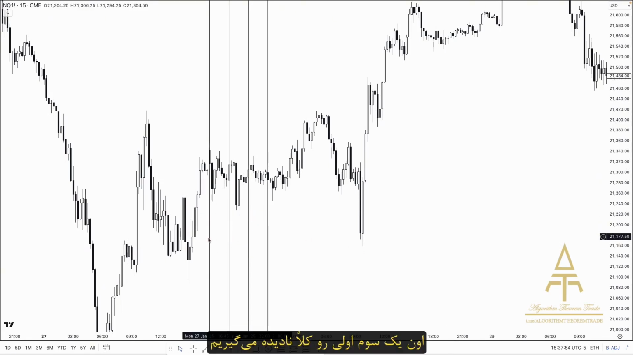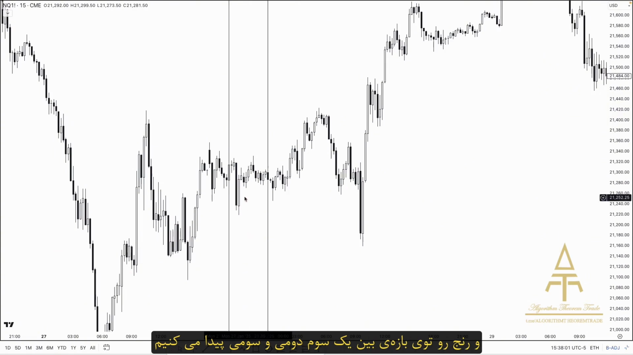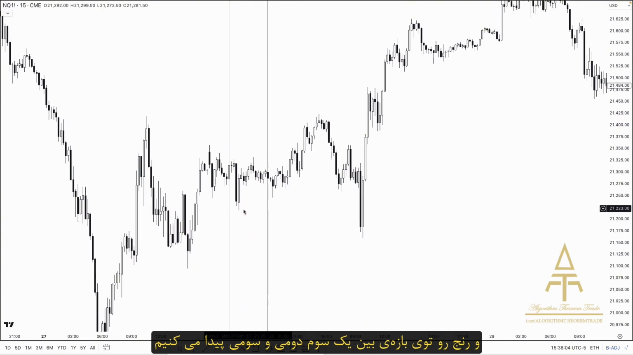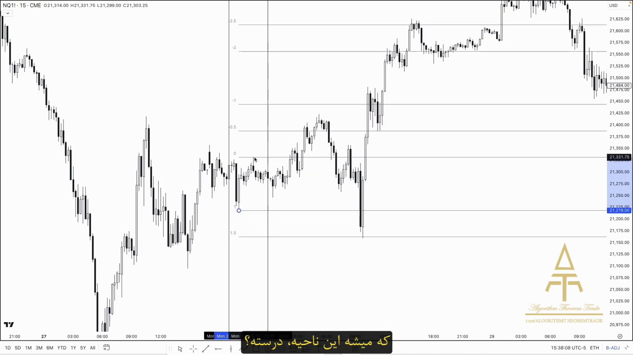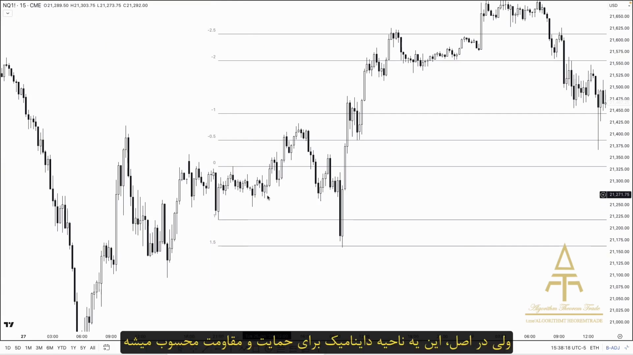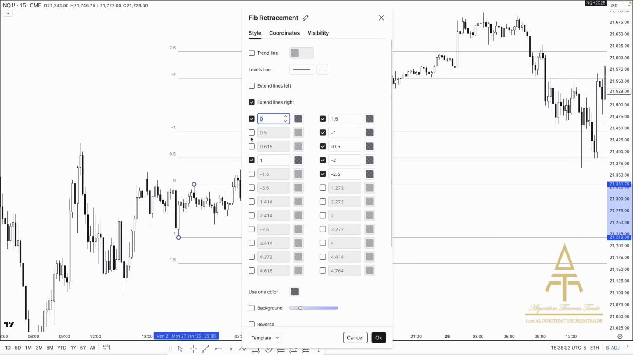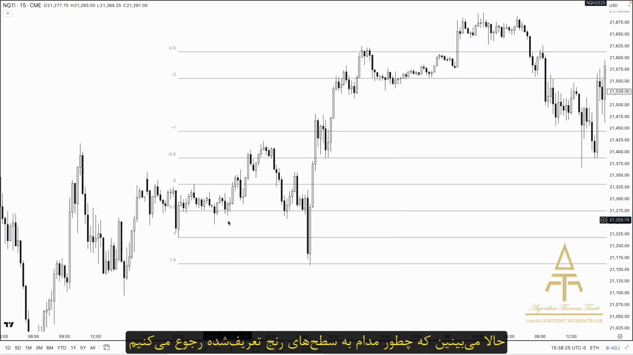We will completely ignore the first quarter, or the first third, I mean, and then we will find the range between the second and third third. So that would be this, right? And we can have our standard deviations coming out of it. But this is going to be a dynamic area of support and resistance.